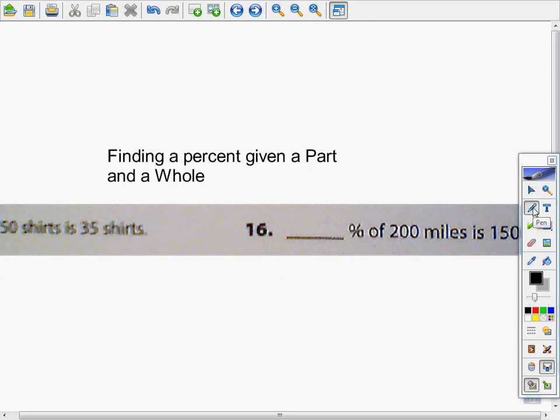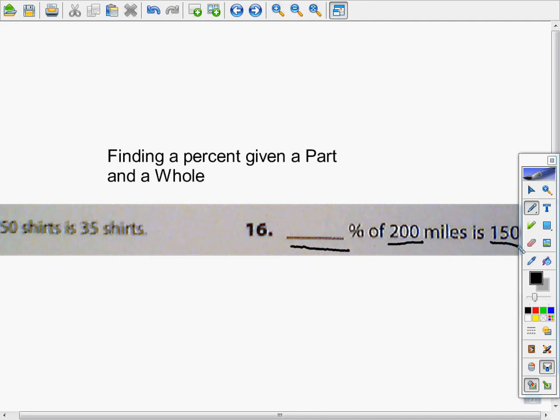Okay. Number 16. I had 15 up here, but we'll do 16. Number 16 is another part of that same worksheet. It asks them to find a percent given a part and a whole. So this time, they don't give them the percent. As you can see, there's a blank space right here where the percent should be, but they give them the whole and they give them the part.